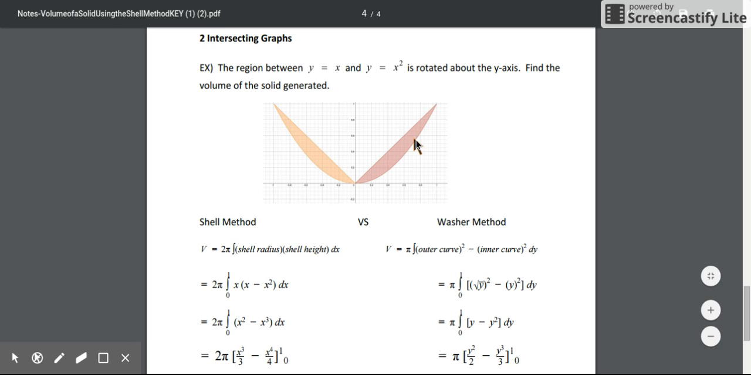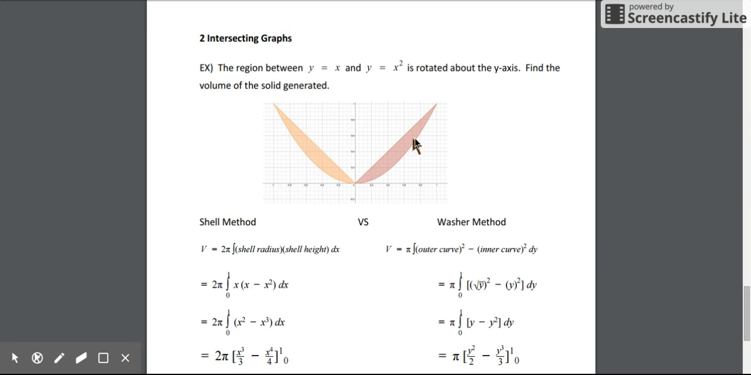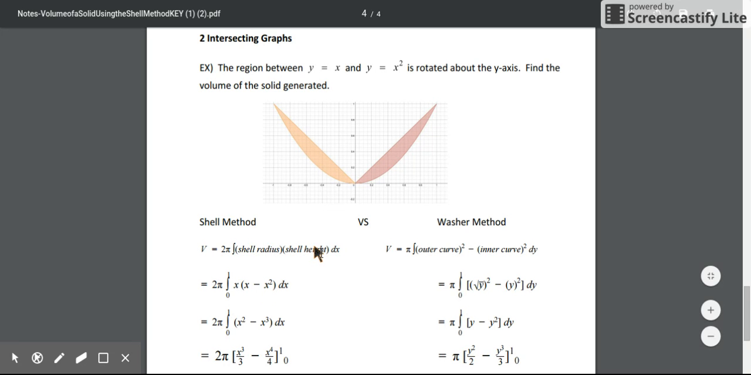So if I want to find the distance between two vertical points, I could take my top point and subtract my bottom point, and that would be the distance between the two points. Well, if this is given to me by the output of x, and this point is given to me by the output of x squared, I could do x minus x squared to get the shell height.